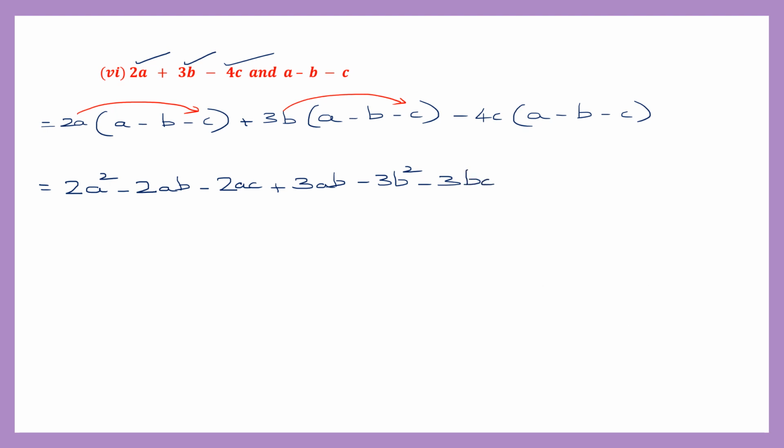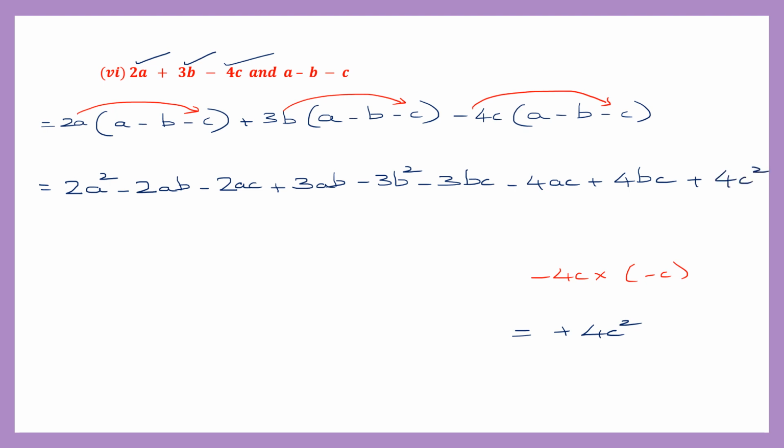Let's go to the next one, minus 4c into a. So minus 4c into a, the sign is minus, the number is 4, c into a is ca or ac. So here we have minus 4ac. Next we have minus 4c into minus b. Multiply the signs. Minus into minus is plus. The number is 4. C into b is cb or bc. So this is plus 4bc. Next we have minus 4c into minus c. So minus into minus is plus. 4c into c is c square. So plus 4c square. So let's begin to write our answer.